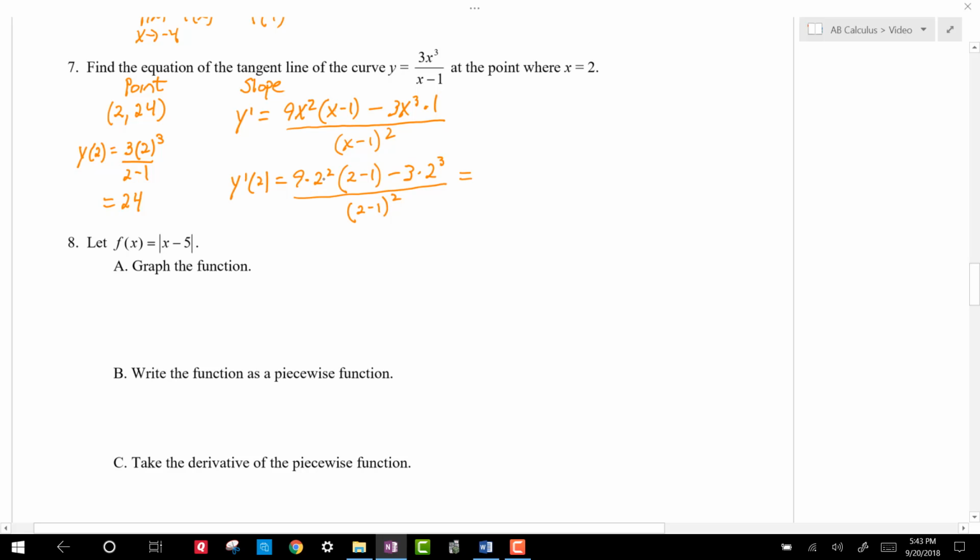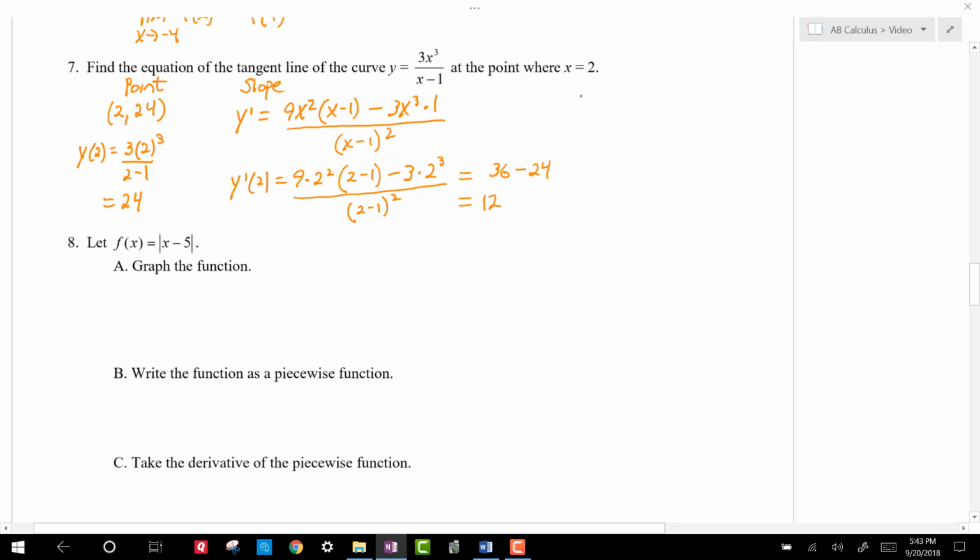So 2 squared is 4, and 4 times 9 is 36. The parentheses is 1, so I end up with 36 minus 2 cubed, which is 8. 8 times 3 is 24, and so I end up with 12. 12 is the slope at x equals 2. If we were to graph this function, we could show that we have a slope of 12 at x equals 2. Okay? So now we need the equation of the line.